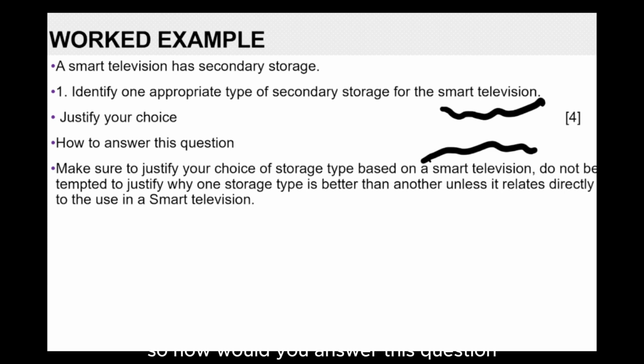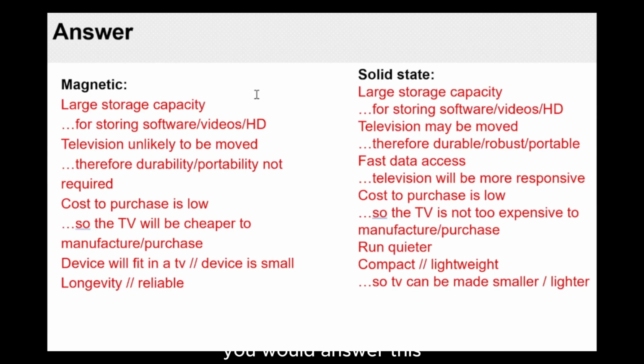So, how would you answer this question? You can pause the video and write the notes down. The magnetic has large storage capacity. Televisions unlikely to be moved. Cost to purchase is low. Device will fit in a TV, and they are obviously reliable. Solid state has large storage capacity. Television may be moved. Fast data access. Cost to purchase is low. They run quieter. They are compact.